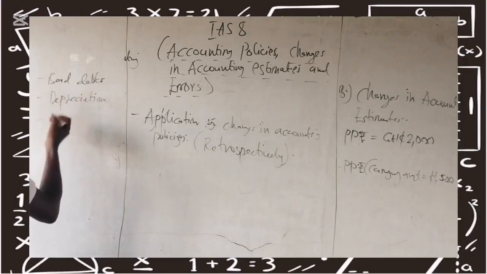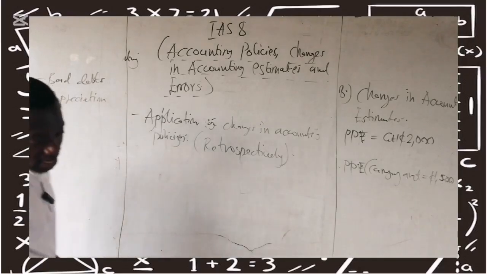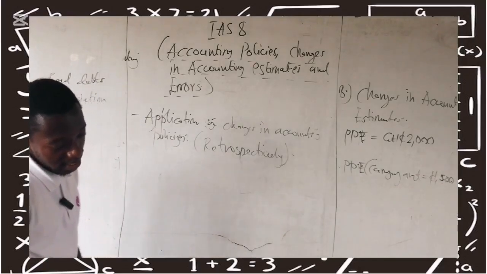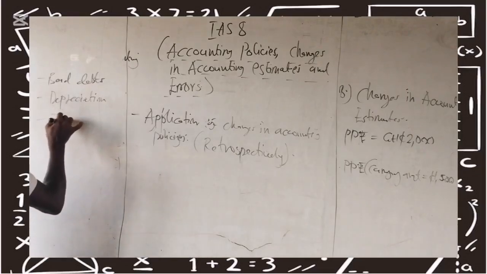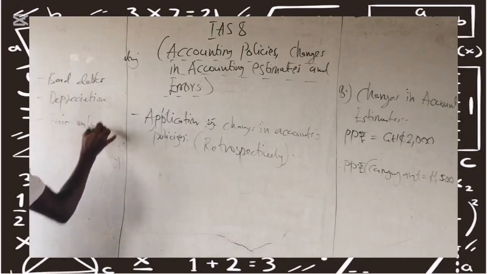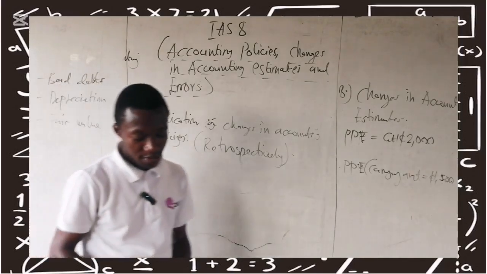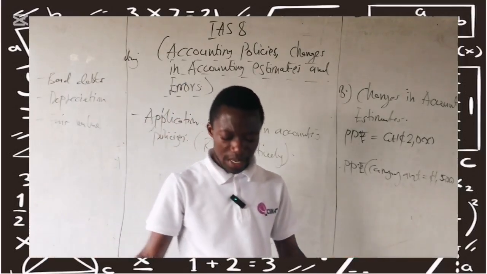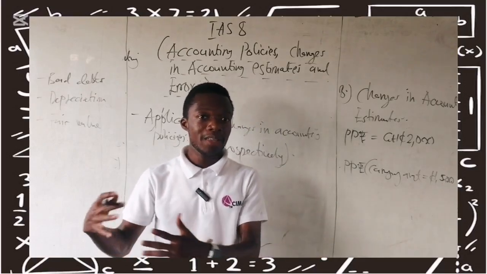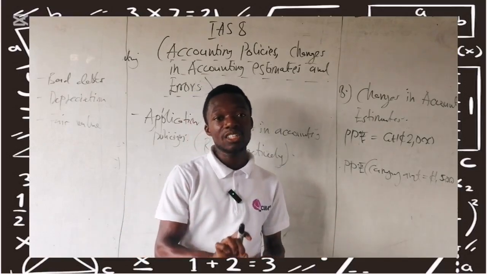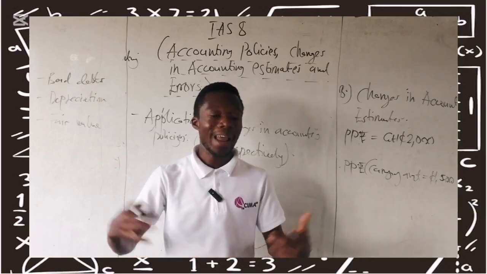We may have inventory obsolescence, and then the likes. We can also talk about the fair value. The fair value of what? An asset. The fair value of an asset or a liability in that way. So all these are what we call changes in an accounting estimate, or an estimate.